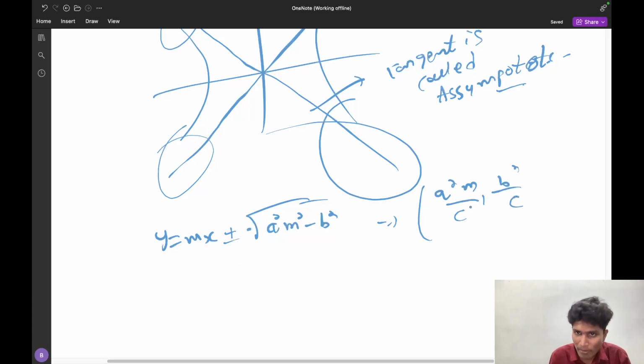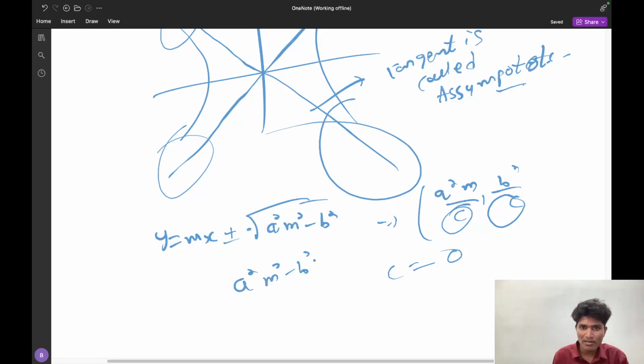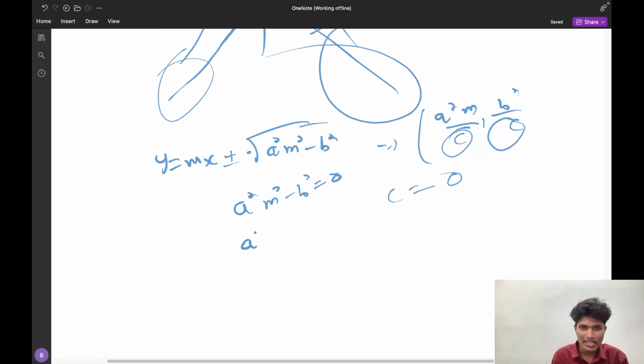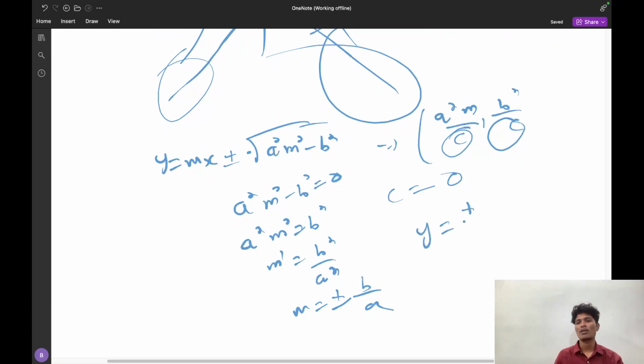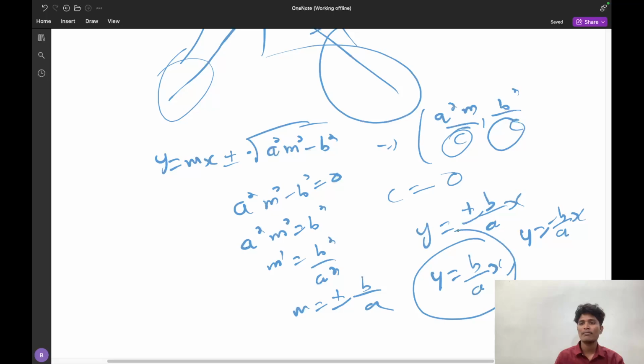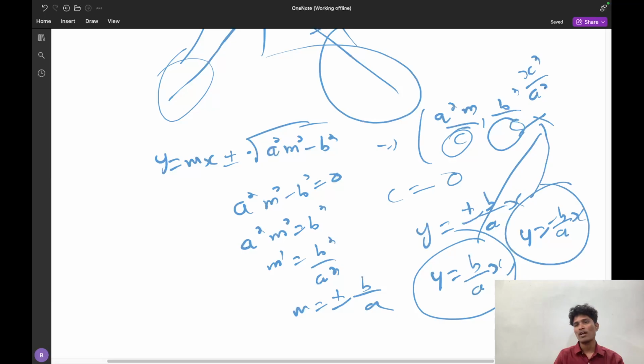So in order to make the point of contact infinite, here c should be 0. So what is c? c is root of a square m square minus b square, which should be equal to 0. So a square m square is equal to b square. So m square is equal to b square by a square. So m is equal to plus or minus b by a. And when I back substitute, I will get the equations y equal to plus or minus b by a x. So y is equal to b by a x and y is equal to minus b by a x are the two asymptotes for the hyperbola x square by a square minus y square by b square is equal to 1. That's it.